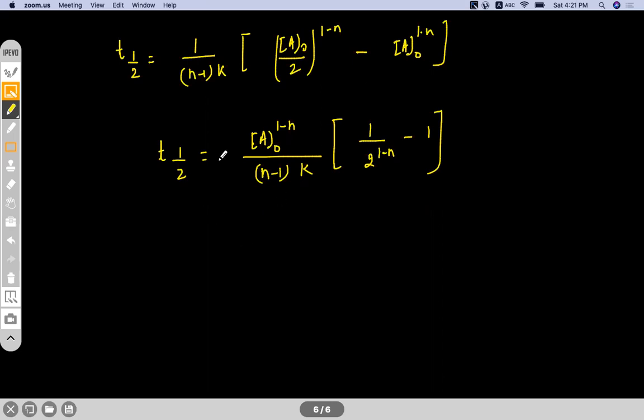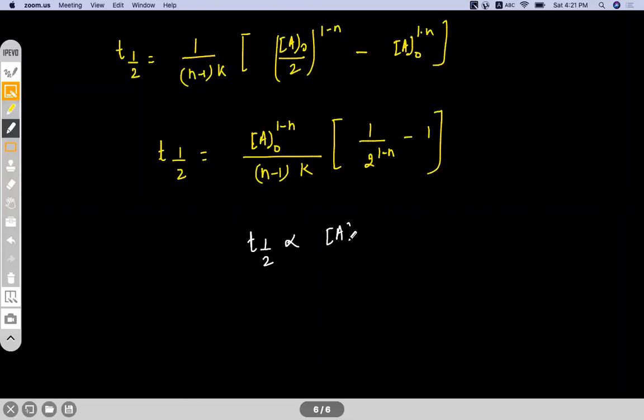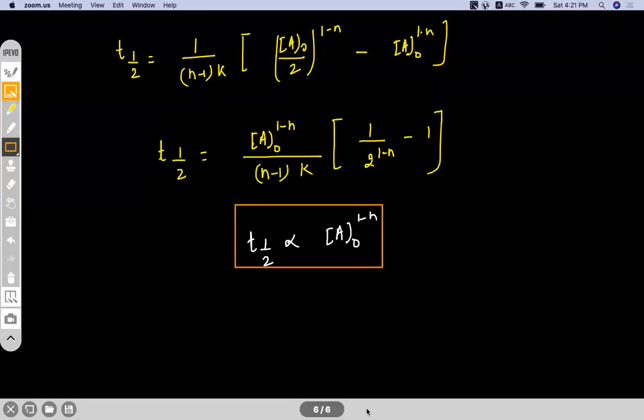So the point I'm trying to make is, for any nth order reaction, t half is directly proportional to A naught to the power 1 minus n. Yeah, I'll go back, Aditya, just a second. A naught to the power 1 minus n.